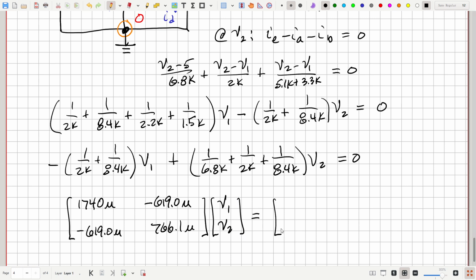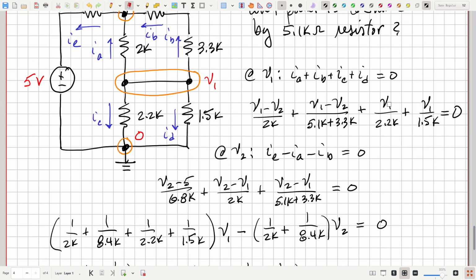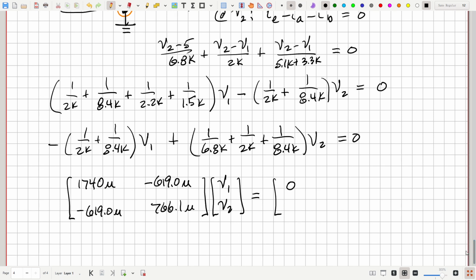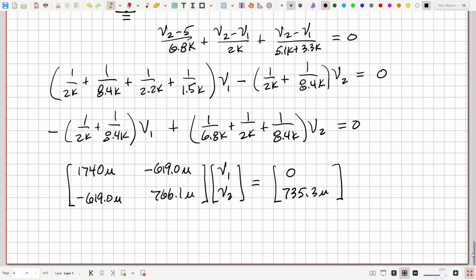our source terms. Well, for the first equation, there were no constant terms, so it was 0. I'm sorry, for our first equation, that was up here, there were no constant terms. Our second equation has this minus 5 over 6.8k, which would go to the right and becomes plus 5 over 6.8k, and that is equal to, in decimals, 735.3 micro. So that's the system we need to solve.